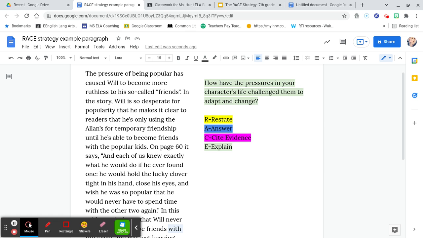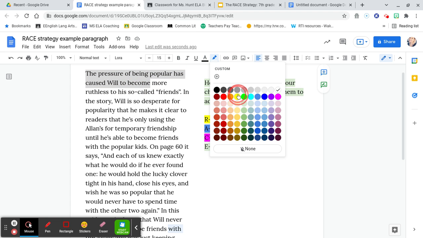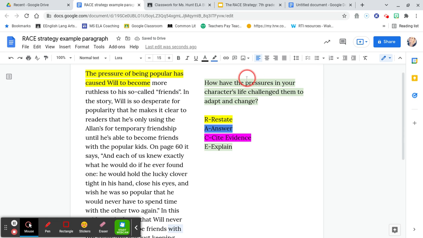The first is right here. "The pressure of being popular has caused Will to become." This right here is the restate, where we've basically taken this question and rephrased it in a way that we begin to answer it. So, "The pressure of being popular has caused Will to," and I'm going to say in my answer how he's adapted and changed. Actually, this "become" is part of the blue: "become more ruthless to his so-called friends." That right there is my restate and answer.